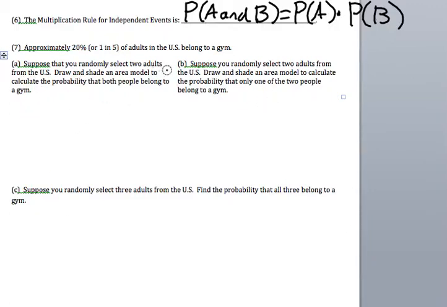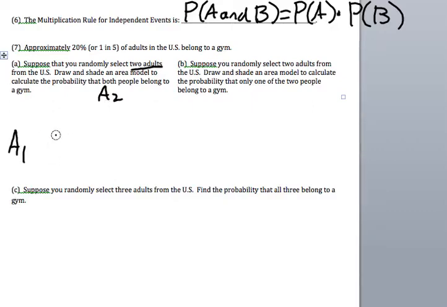In number 7, we know that 1 in 5 people, or 20% of adults, belong to a gym. And we're going to make an area model for selecting 2 adults. So having 2 adults is kind of like having 2 dice. We're going to have adult 1 and adult number 2. Now the dice, remember, had different outcomes for the sides. We can also have different outcomes for each adult.